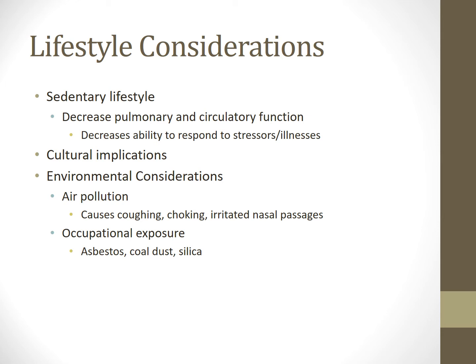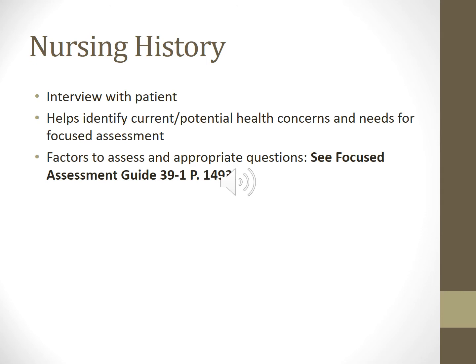Other things to think about: environmental considerations, just occupational exposure. Where do they work at? What are they exposed to in those areas? Air pollution. I know some patients who have severe asthma, depending on times of the year, if the air pollution's bad, that can cause them to have problems with their oxygenation and breathing. So just being aware of lifestyle considerations when we're taking care of our patients and how that can affect their oxygenation.